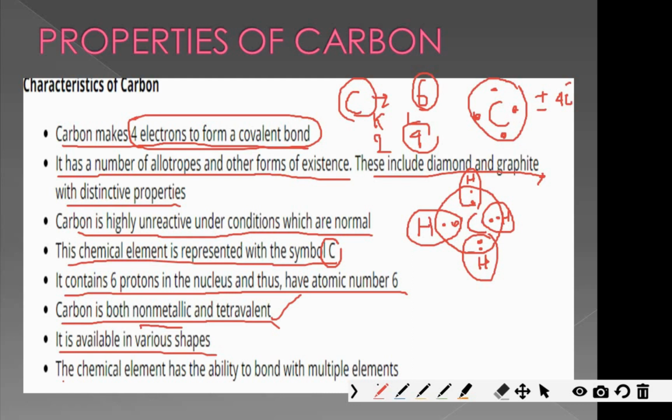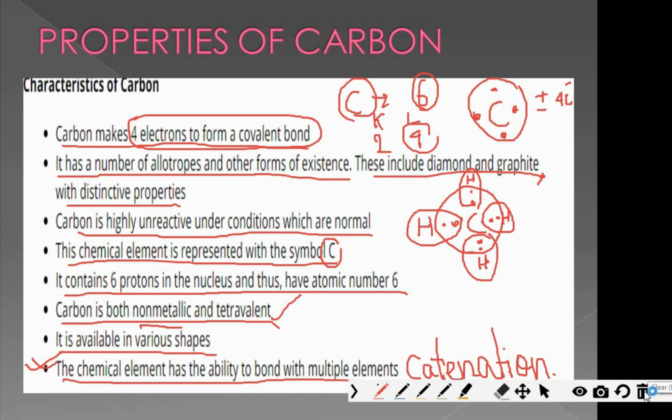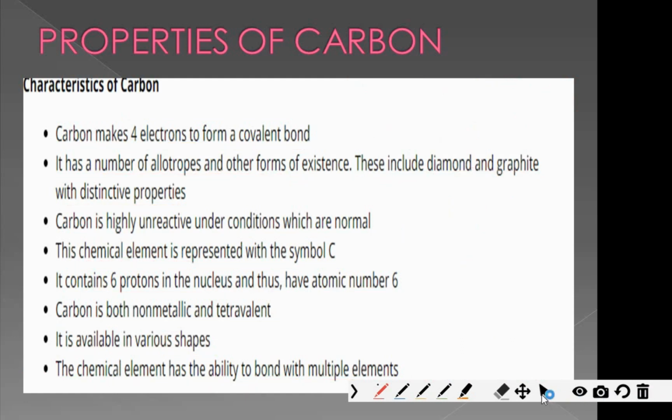The last point, which is a very important point for the properties, the chemical element has the ability to bond with multiple elements. Multiple elements it can bond with. Okay, this property is called catenation property. This property is the reason why carbon makes so many compounds in comparison to other elements. Okay, now let's move on to the next slide.